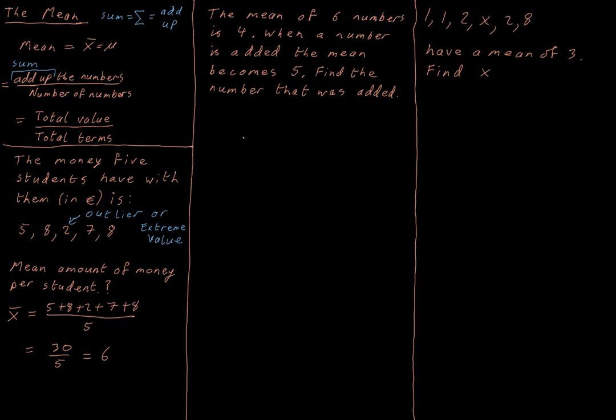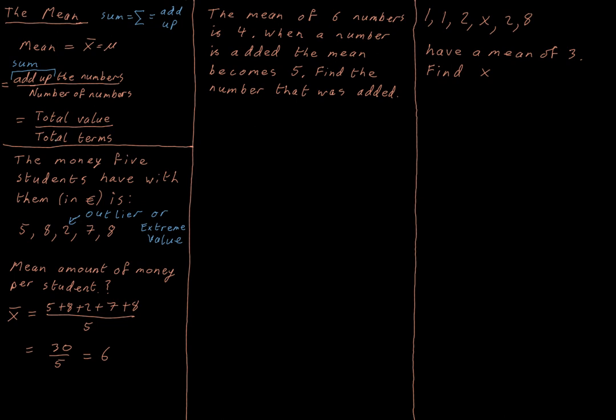Now, here's a slightly more advanced example where this way of thinking about mean can be helpful. The mean of 6 numbers is 4. When a number is added, the mean becomes 5. Find the number that was added.